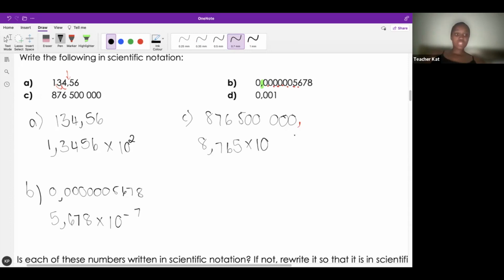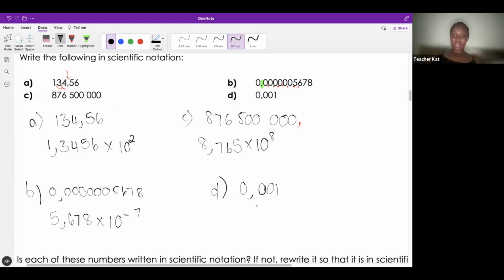Are we going to move this left or right? To the left. How many times? 8 times. So is it positive 8 or negative 8? Nice. Positive 8. And number D, which is the last one, 0, 0, 0, 1.